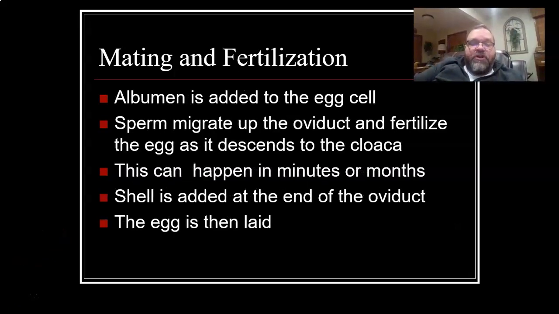Albumin is added to the eggshell. Sperm migrates up the oviduct and fertilizes the egg as it descends into the cloaca. This can happen in minutes or it can take months. A shell is finally added at the end of the oviduct and the egg is then laid.